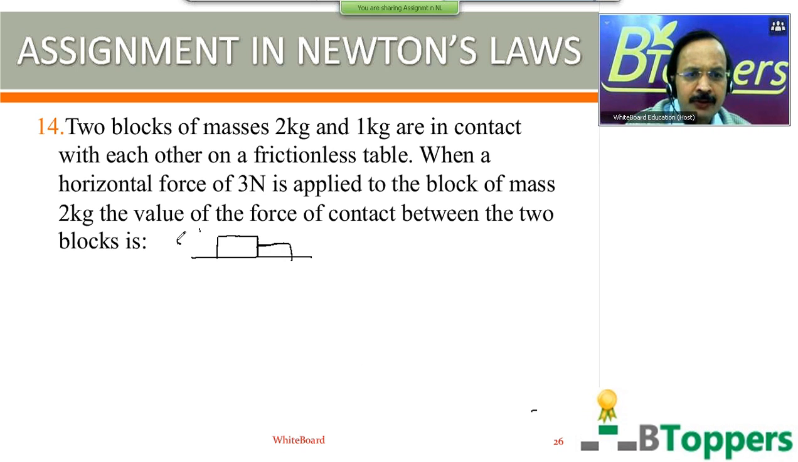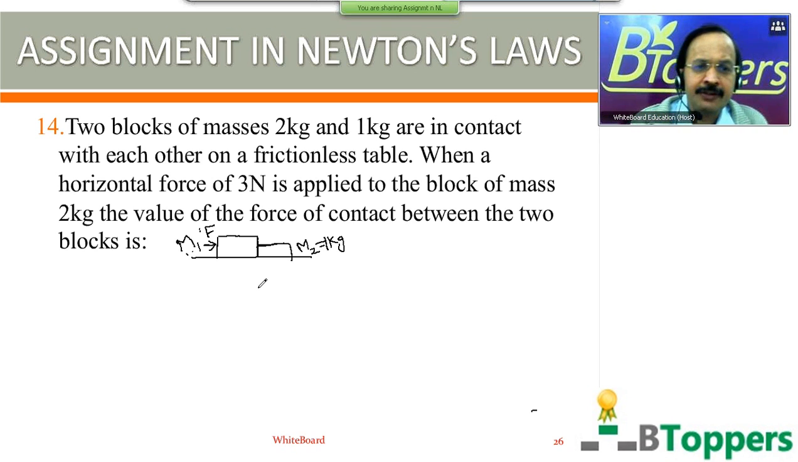I call the mass of the first block M1, and the mass of the second block M2. Of course, here M1 is 2 kg and M2 is 1 kg. The horizontal force is applied on the first block of mass M1 equal to 2 kg. I denote the magnitude of the force applied on the first block by F.